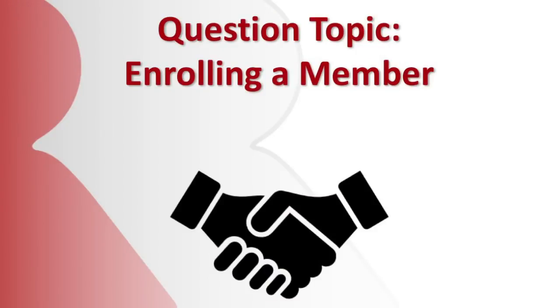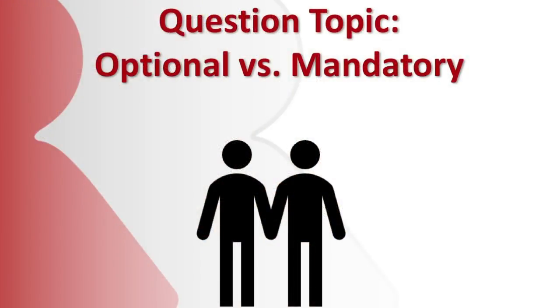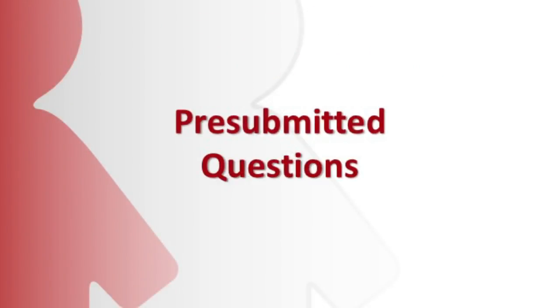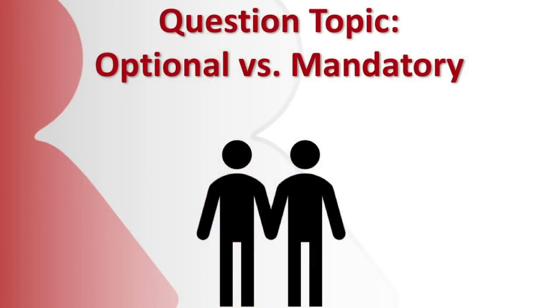At this time, in order to have time to field questions on our various topics, we are going to move on to our next topic of discussion, which is optional versus mandatory membership. So, question 1, do we need to submit a paper application if we use the member enrollment function of Retirement Online? This is Margaret.